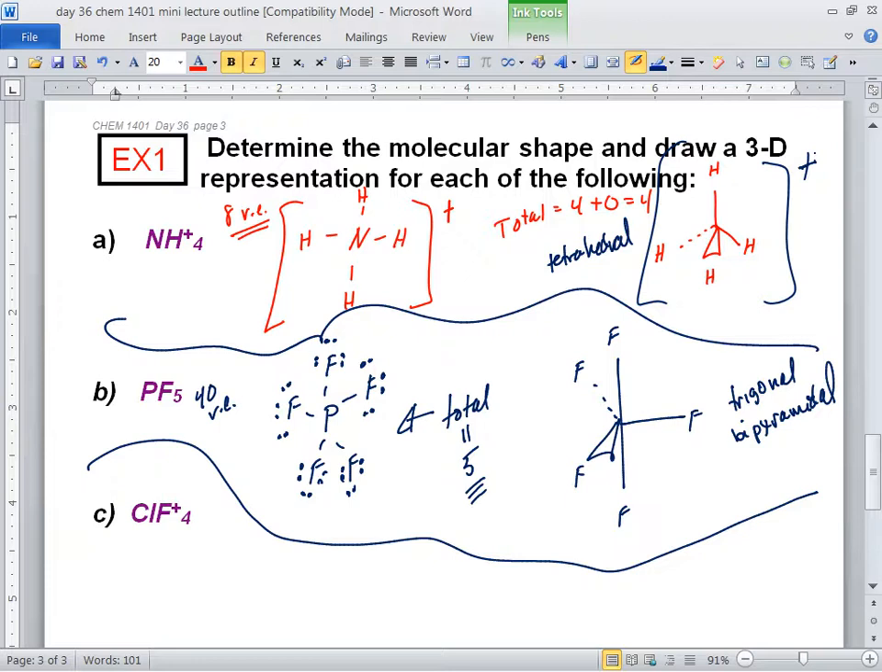Just try to draw it so that you can see it, right? And then you have F's here. So it just takes practice.